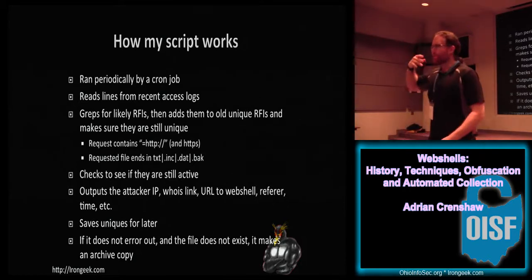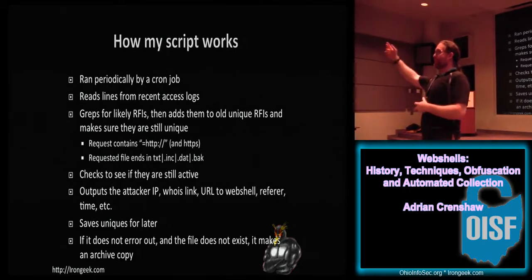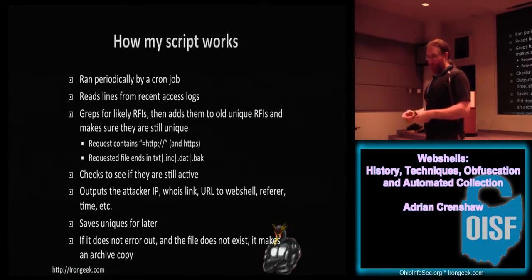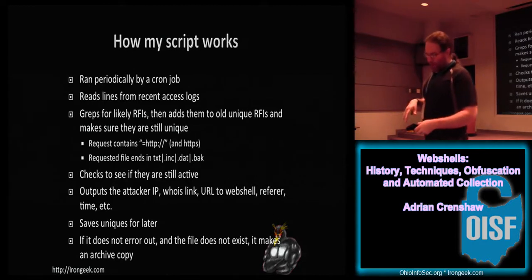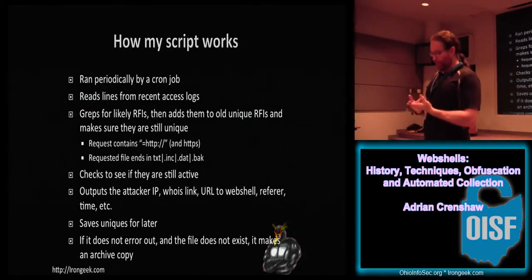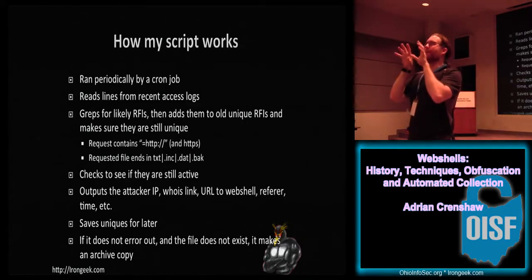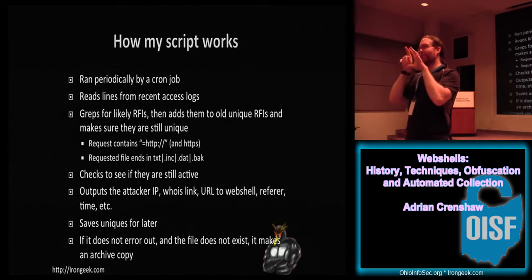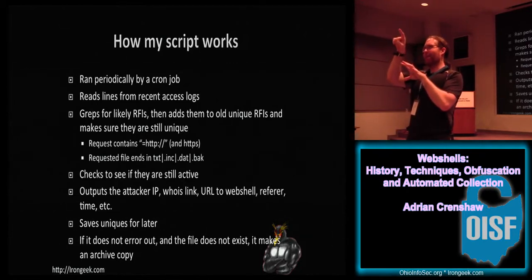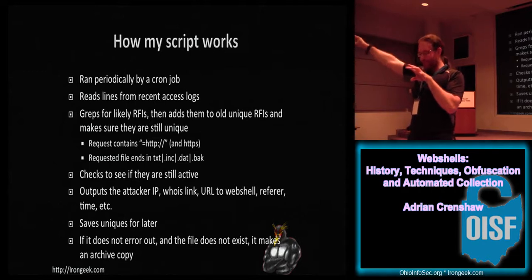It checks to see if the thing is still active, so it goes out and tries to actually grab the web shell, and if it's still active, it lets you know so you can go out and collect it yourself and take a look at it on the site it's running from. It outputs information like the attacker's IP, the IP address of the browser that made the request to my site to go grab that other site's TXT file.